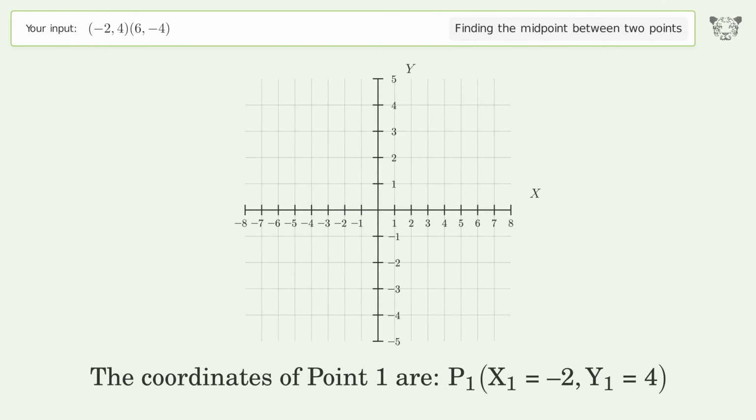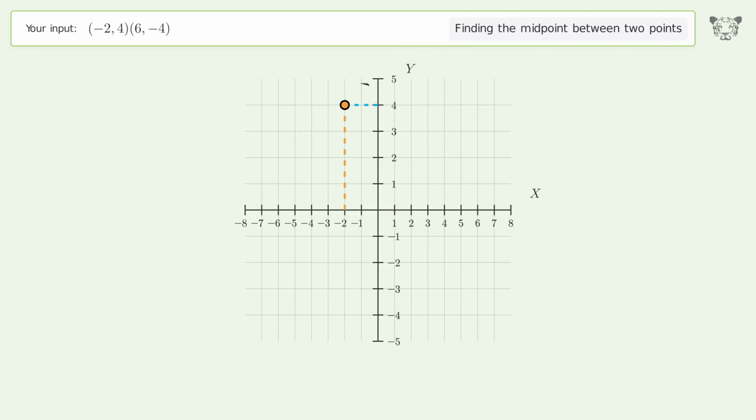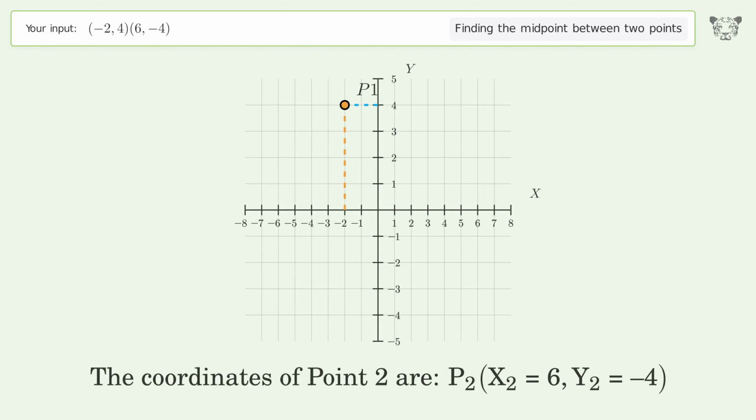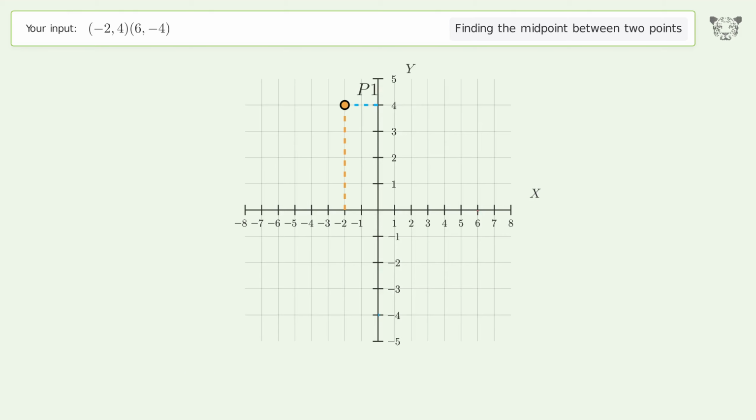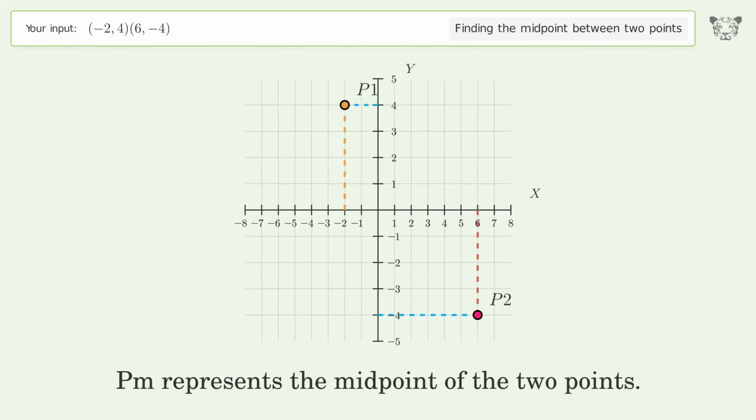The coordinates of point 1 are, x1 equals -2, y1 equals 4. The coordinates of point 2 are, x2 equals 6, y2 equals -4. PM represents the midpoint of the 2 points.